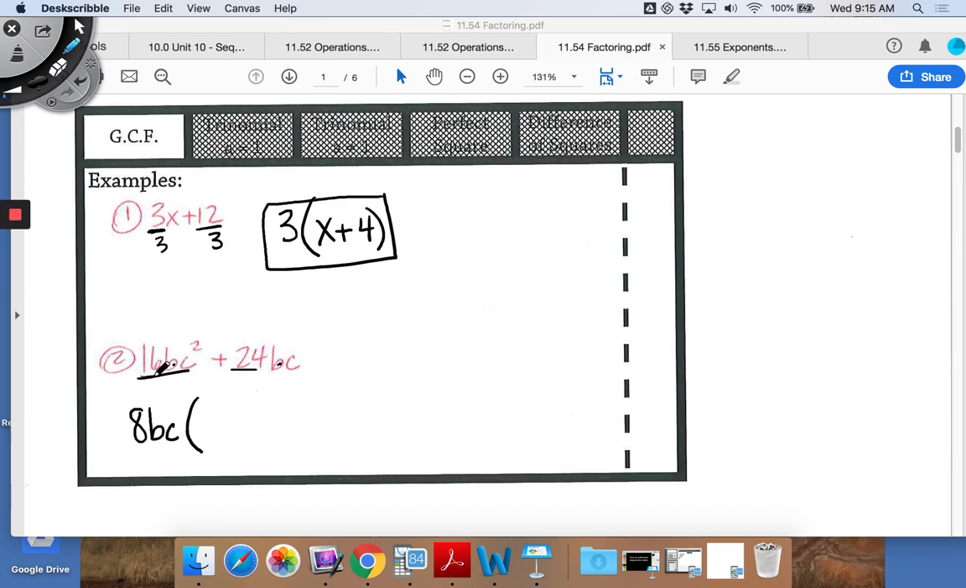So basically I'm dividing each term by 8bc. So 16 divided by 8 is 2. B divided by B cancels out. C squared divided by C is C. Then I'm going to move to my next term. 24 divided by 8 is 3. B divided by B cancels out. C divided by C cancels out. So I'm left with this as my factored form.